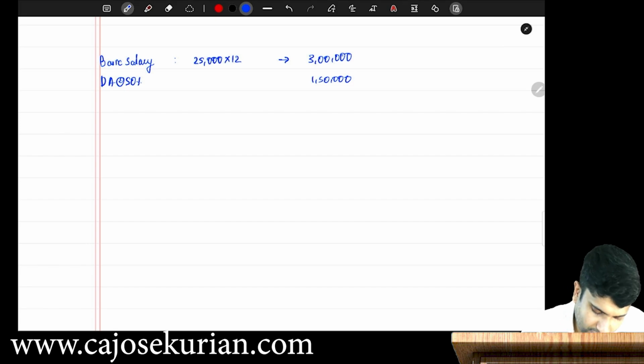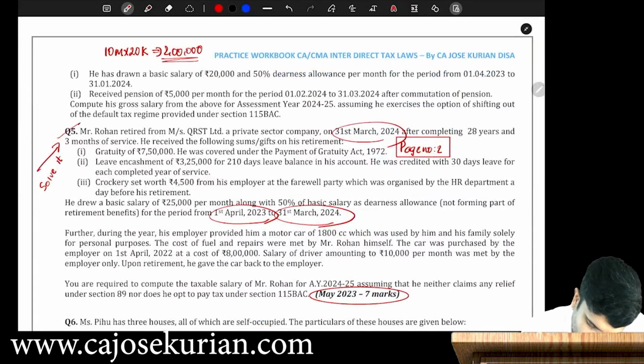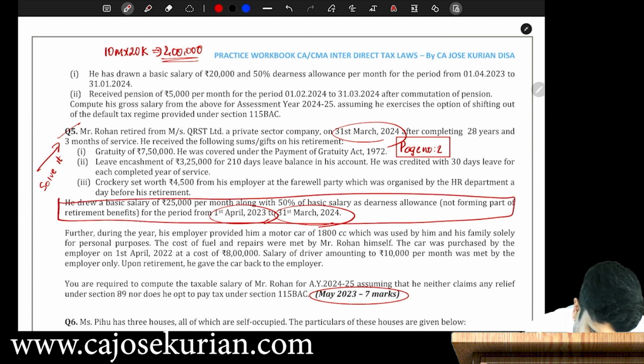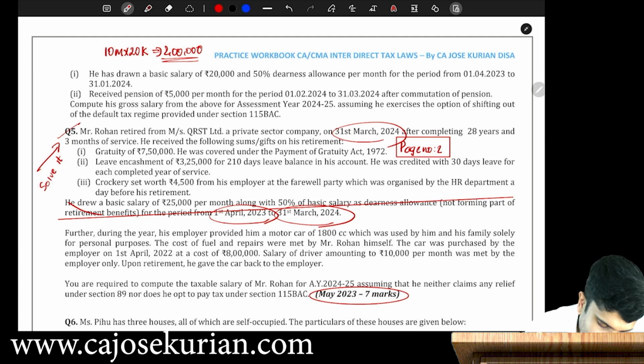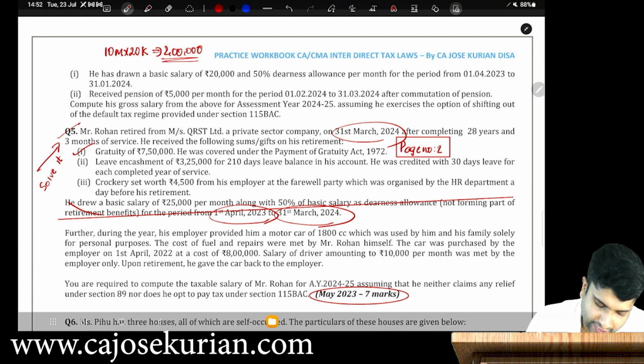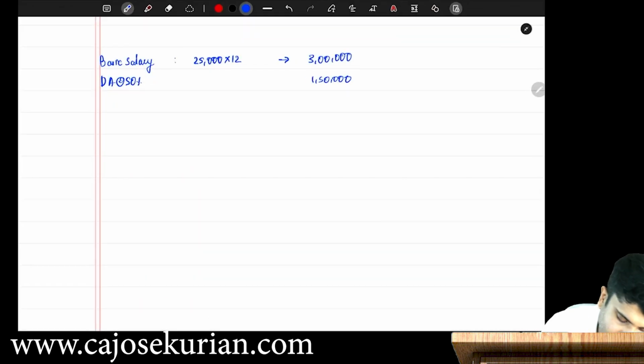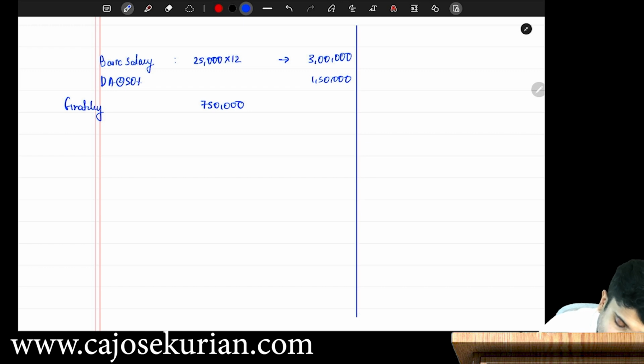Okay. Now, what is next? So, we will do one thing. We have started with this paragraph, and this paragraph is over. Now, we will deal with the other items here. We will start with the gratuity now. Gratuity of 7,50,000, he was covered under payment of Gratuities Act. So, it is on account of retirement, and hence you can claim exemption. And let's compute the exemption. How much is the actual gratuity received? 7,50,000, and you can claim an exemption. Can you tell me how much is the exemption? He's covered under payment of Gratuities Act.